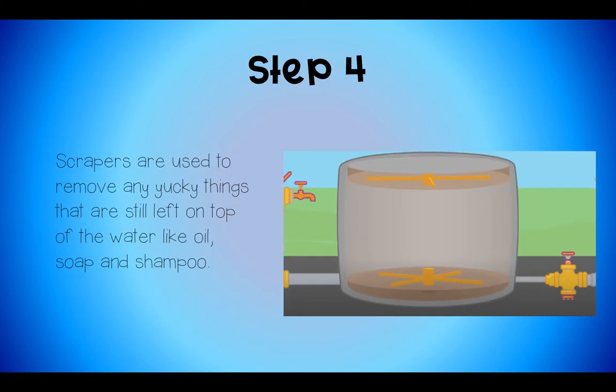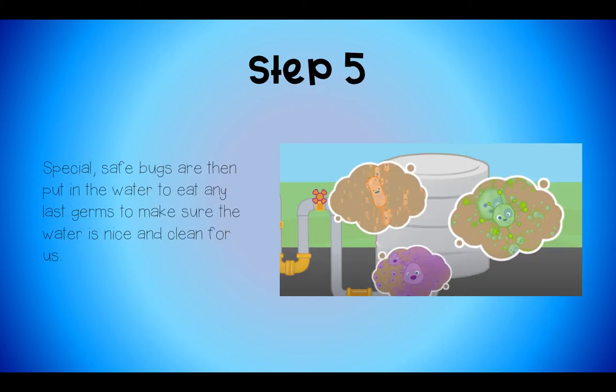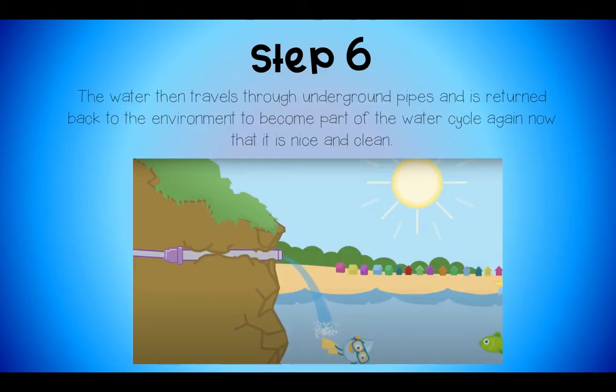In step 4, scrapers are used to remove any yucky things that are left on top of the water, like oil, soap, and shampoo. Step 5, special safe bugs are then put in the water to eat any last germs to make sure that the water is nice and clean for us to use and drink again. These bugs are also found inside of us. They're good bugs that help us stay healthy. So it's okay for these to be in our water.